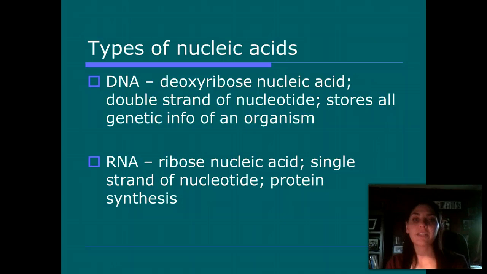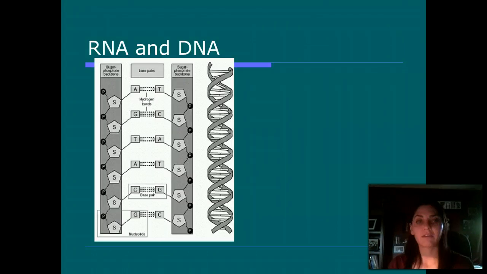DNA is called deoxyribonucleic acid. It is double-stranded and it stores all of the genetic information of an organism. That's what tells us, are you going to have green eyes or blue eyes, brown hair or blonde hair? You're going to have a big nose or a small nose? Are you going to have any type of diseases or genetic disorders? That's all in your DNA. RNA is a ribonucleic acid. It is single-stranded, and it has a big role to play in protein synthesis.